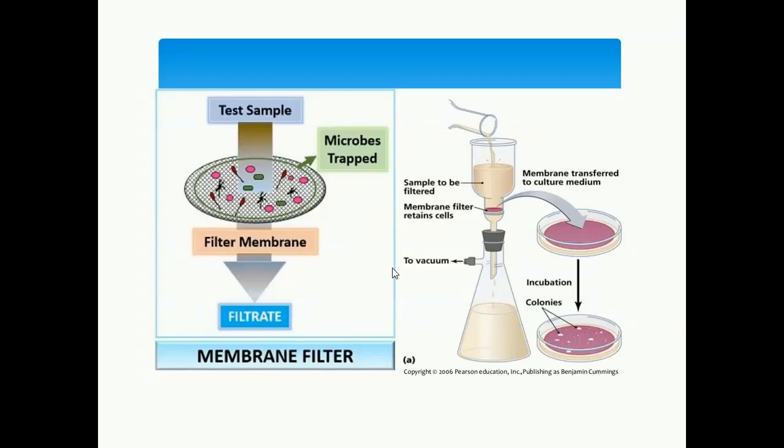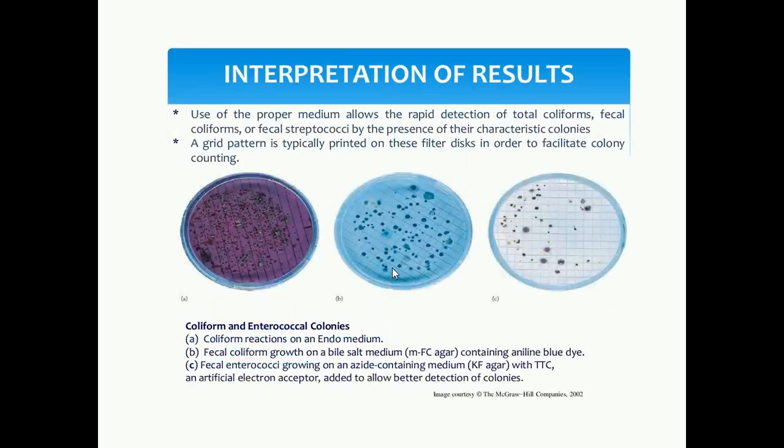Here we are observing pictures of the membrane filter technique. On the left side is the test sample, the filter membrane, microbial traps, different types of microbes, and the filtrate is observed at the bottom. On the right side, we are observing a special instrument consisting of a sample funnel-like structure. At the bottom of the funnel you are observing the membrane filter retaining cells. Next is a conical flask with vacuum. Then after that the filter is removed, placed on the surface of the particular medium and incubated.